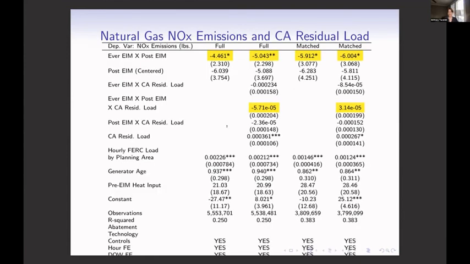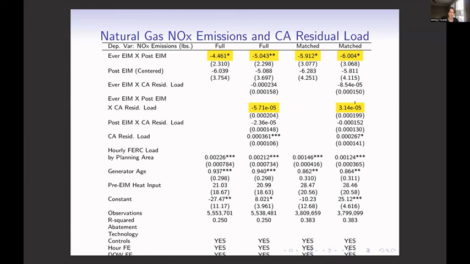So these are my results. I'm going to focus on this column here, the matched column from the triple differences model. On average, I find that the average gas generator reduces its NOx emissions by 6 pounds. On the margin, I didn't see any significant difference in how generators were responding to incremental increases in residual load, but I did find that this varied throughout the course of the day.